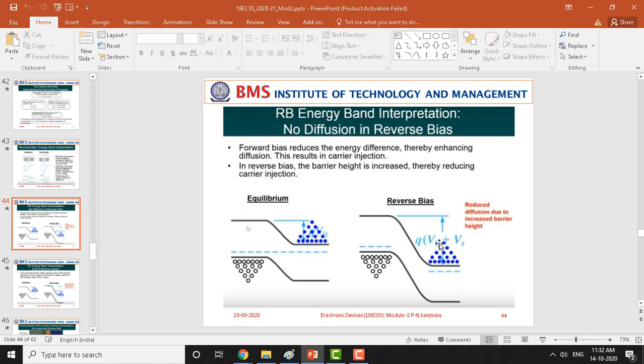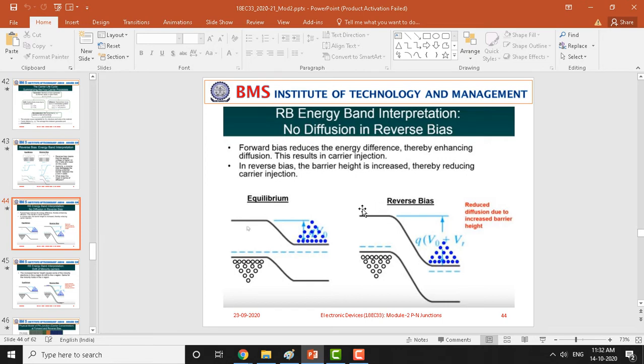Okay. And also the voltage, this q times (V0 plus VR), has nothing to do with these minority carriers here. This can lower the barrier, that's all. This can increase the barrier, but that is an advantage for the minority charge carriers. So why is the current less in reverse bias?